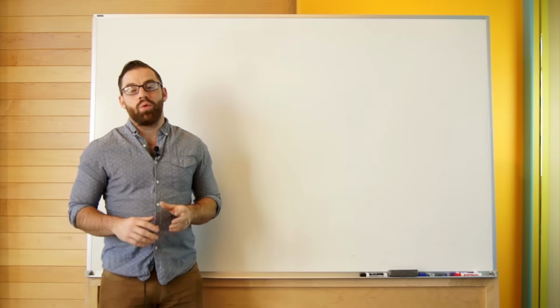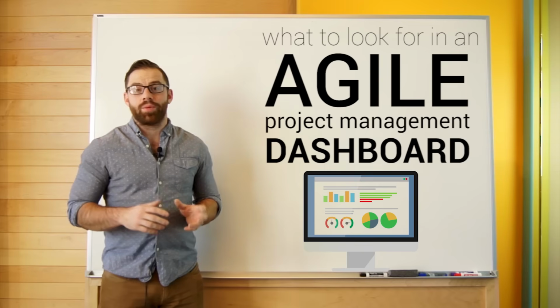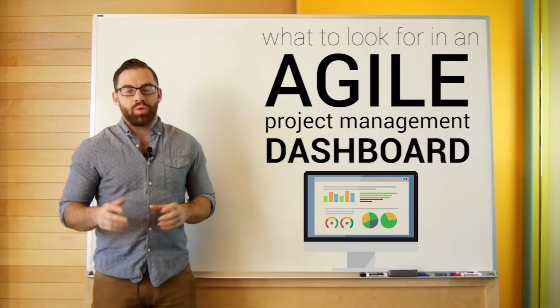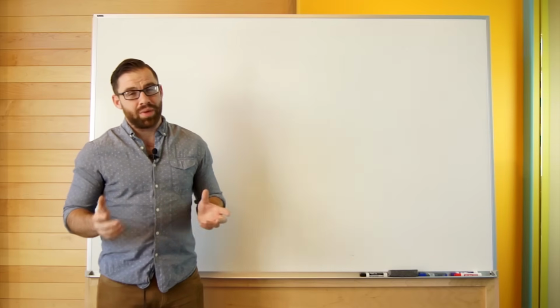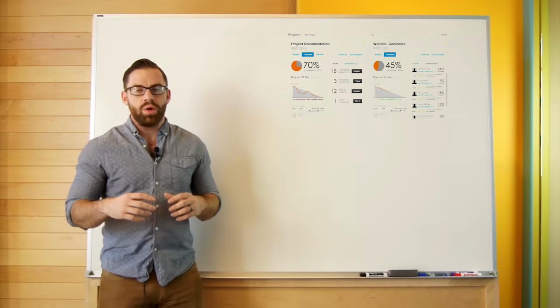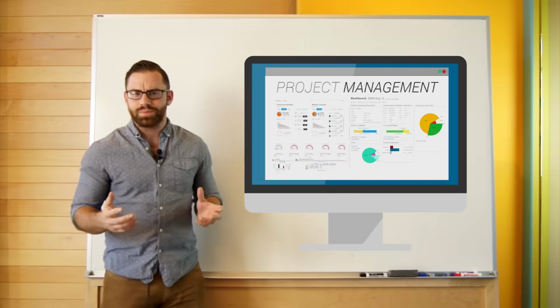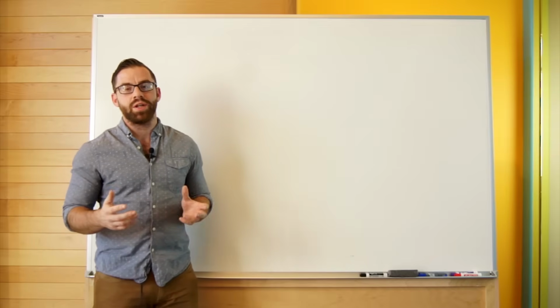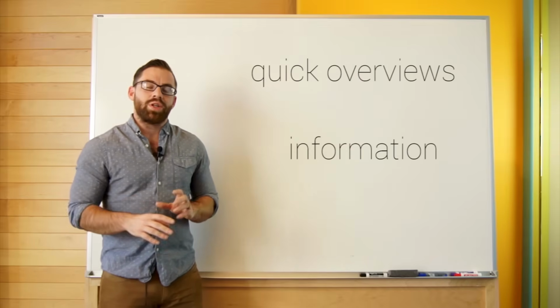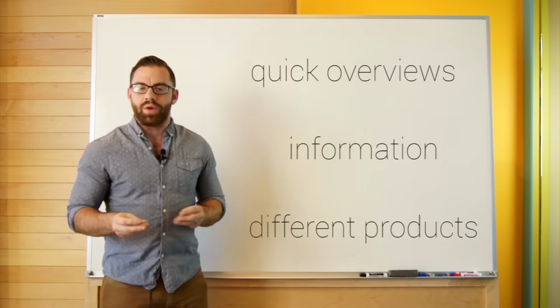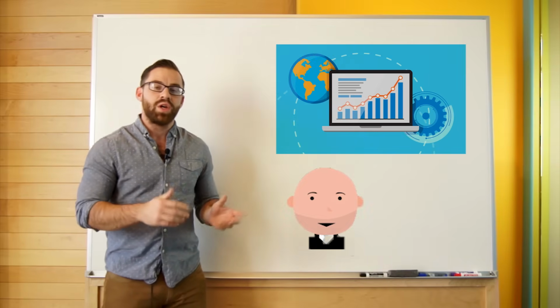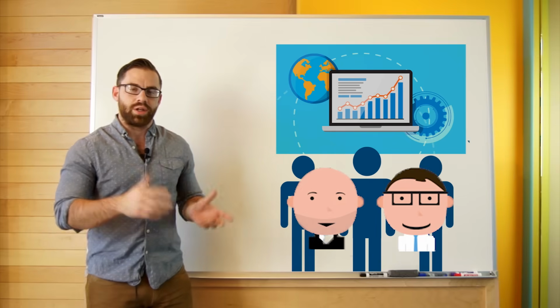Today we're going to be talking about what you should look for in an Agile project management dashboard. That's a long series of words, and basically what we mean is a central module where you can house all your different analytics, all your different reports within your project management software. We know dashboards are great for getting quick overviews of different types of information for a lot of different products. They're great for sharing information with executives, different product owners, or other different stakeholders.